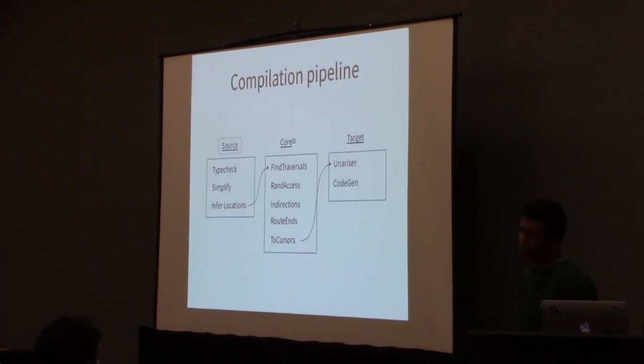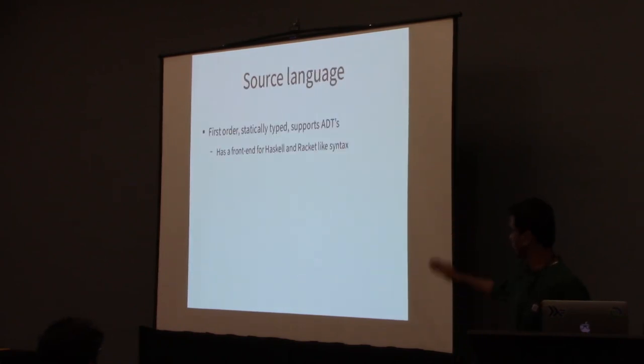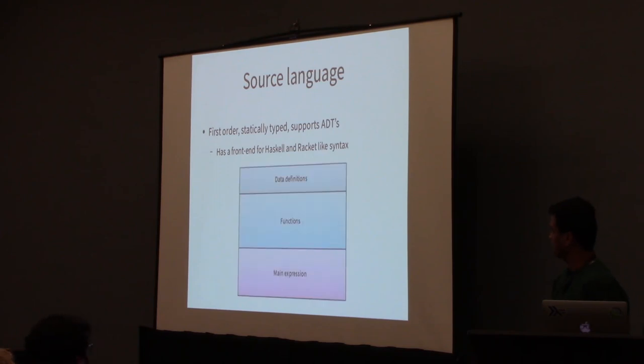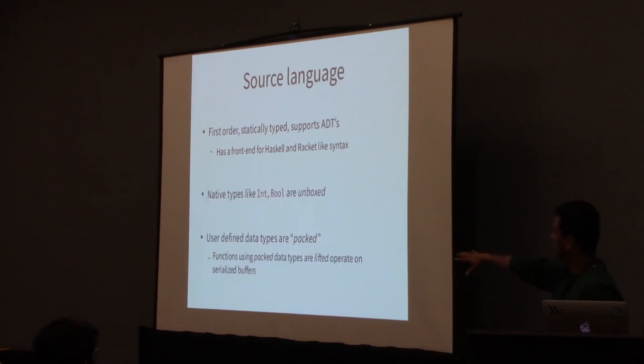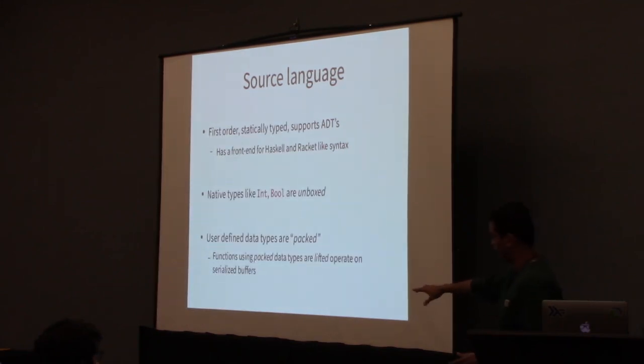So let's look at what the source language looks like. This is a first order statically typed language, which has support for algebraic data types. It is a small language, but it has a front end for Haskell and bracket-like syntax. So the programs that we've already been looking at are valid source programs. We can compile them. We have some primitive types, like ints and bools, which are just written as is. But every other user-defined data type is packed by default, and the compiler would translate all of these to work on buffers.